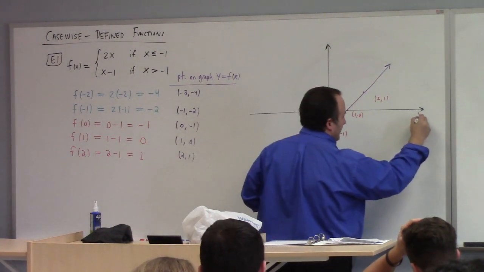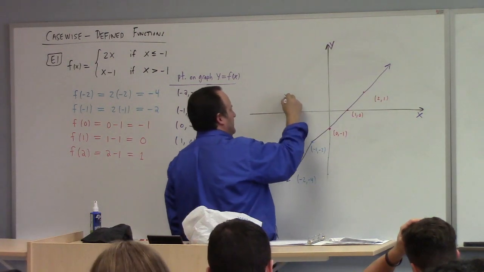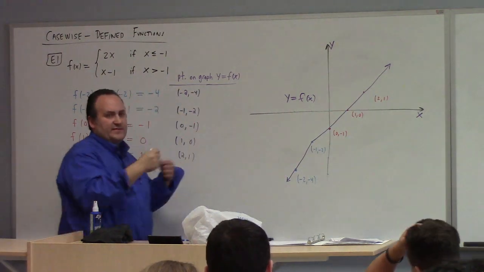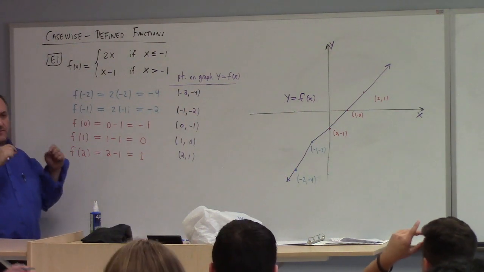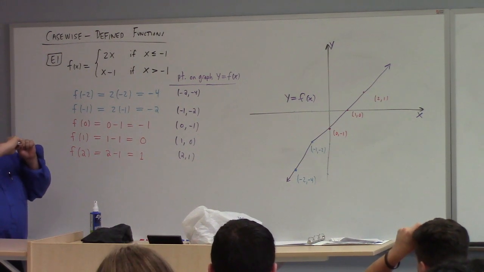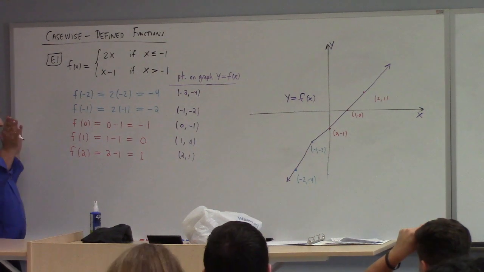Now, of course, the other thing I used to make the graph was pretty simple: since both of the cases are lines, after I find 2 points on each line, I can just connect the dots and draw the line from there, right? 2 points fix a line. All right, enough about this.